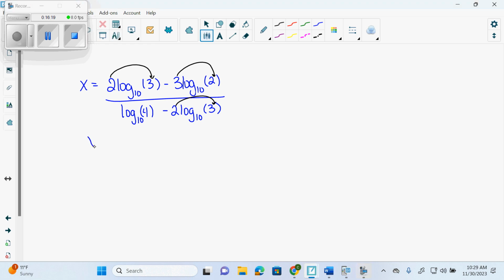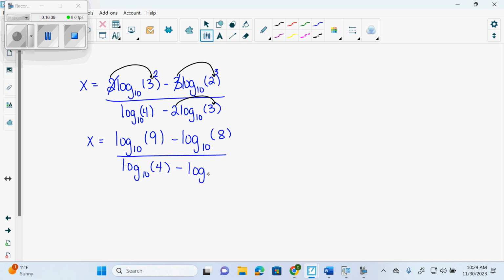So we're going to get x equals log base 10 of 3 squared, which is 9, minus log base 10 of 2 cubed, which is 8, because the 3 is going to come up here, the 2 is going to come up here, over log base 10 of 4 minus log base 10 of 9, because the 2 is going to come up here. And so we're going to get log base 10 of 9 over 8 divided by log base 10 of 4 over 9.